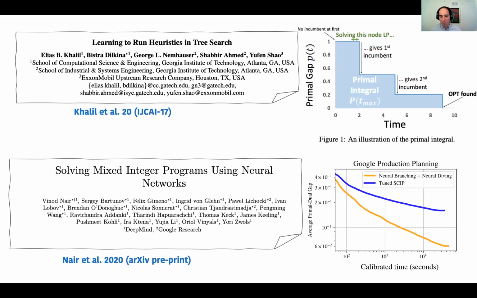In very recent work, in a paper that was recently pushed on arXiv by DeepMind, they've looked at something similar, except that they care not only about finding good feasible solutions. So instead of looking at the primal gap and the primal integral, they looked at the primal dual gap. And so this picture that you have at the bottom right is they compare their method to SCIP here, which is just a MIP solver, according to this primal dual gap average across a number of problems.